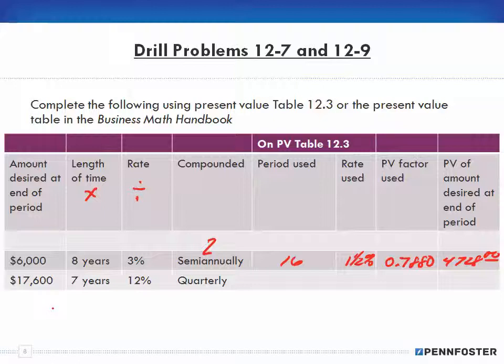Okay, so for 12-9, we have $17,600 at 7 years, 12%, and that's compounded quarterly. So remember, quarterly is 4 times a year. So the period used, if I have 7 years times the four quarters in a year, is 28 periods. And for the rate, if I have 12% and I divide that by 4, that gives me 3%. So I'm going to need to look at 3% for 28 periods.